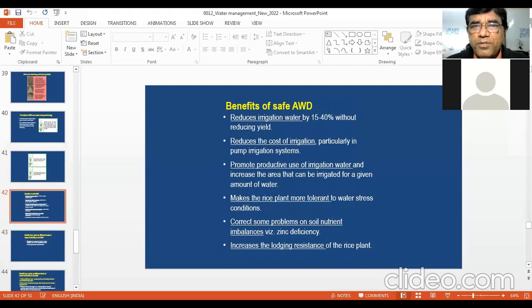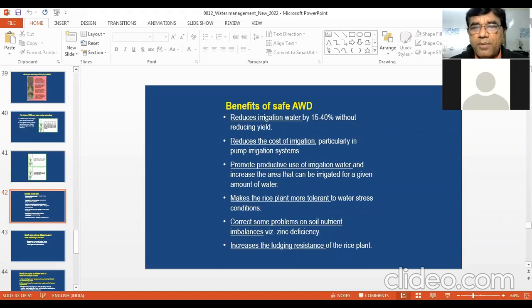There are certain benefits of AWD, alternate wetting and drying: saving of water by 15 to 40% without reducing the yield. There is a good amount of data to support this, that by alternate wetting and drying you get a similar yield to continuous submergence. It reduces the cost of irrigation, particularly in pump irrigation systems, promotes productive use of irrigation water, and increases the area that can be irrigated for a given amount of water. So it can increase the area because water saving will be there, and the same water can be used to irrigate other rice fields or other crops.